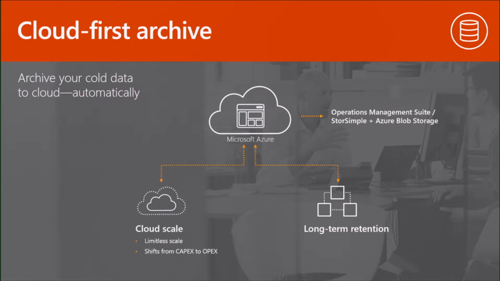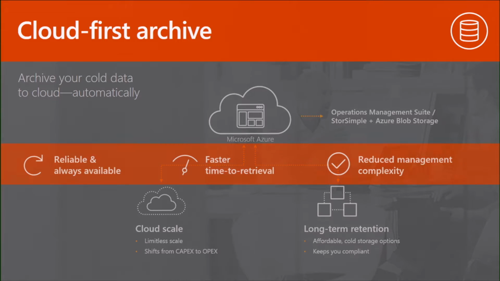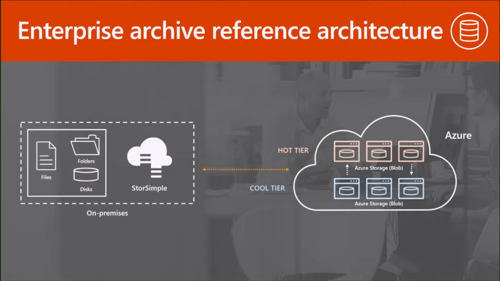In terms of the architecture, here is one way to look at it. On-prem, you have your data that you want to archive. Azure offers a solution called StorSimple. It's a tiered solution. It makes sure that the data that is frequently accessed is on-prem on StorSimple, and it smoothly tiers the data to the cloud, to both the hot tier and the cool tier.